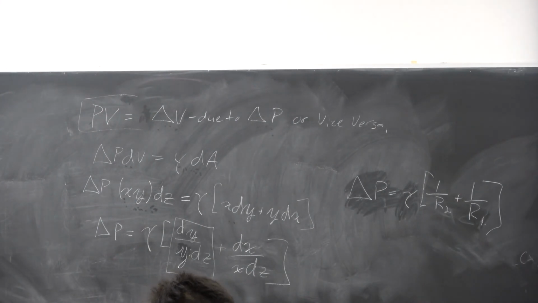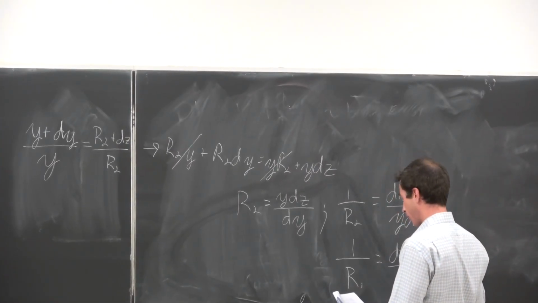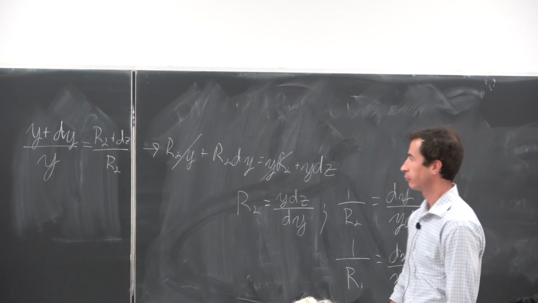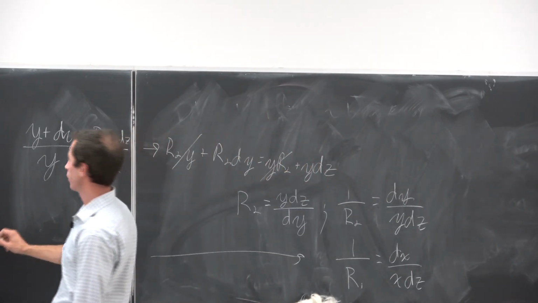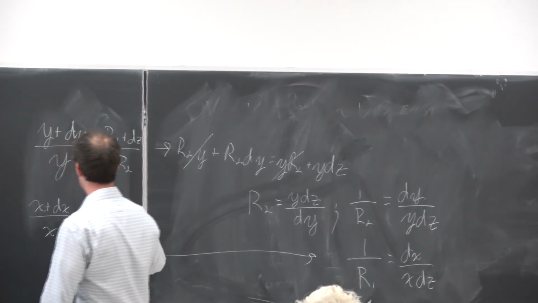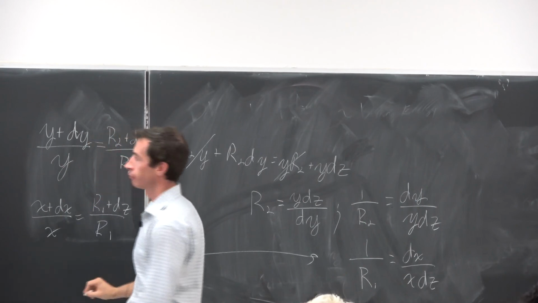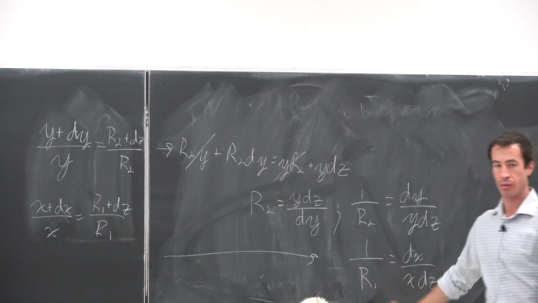Okay, so because if we then did this for the same thing, dx over x dz, and that would have come from x plus dx equals R1 plus dz. And solving for R1. Yeah.